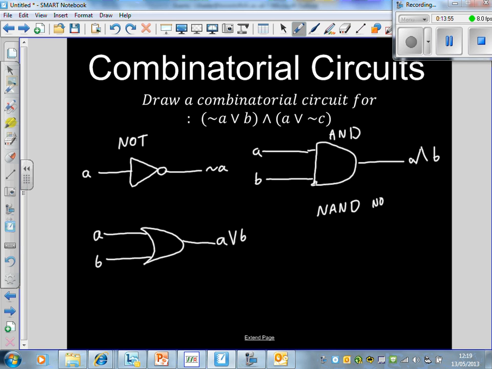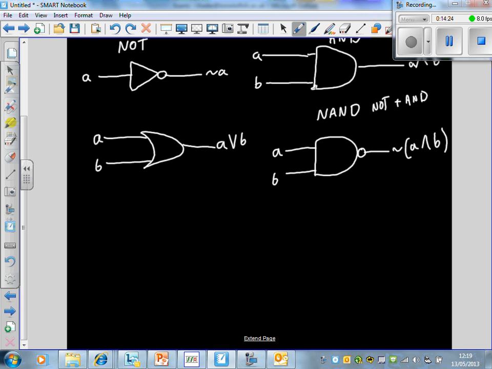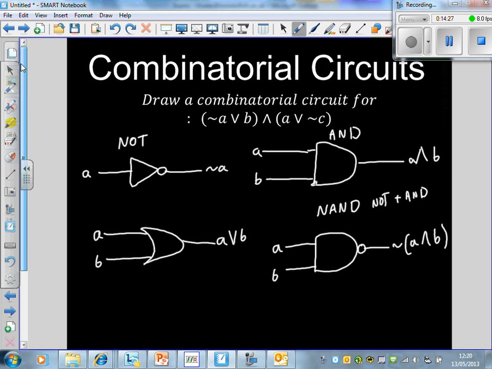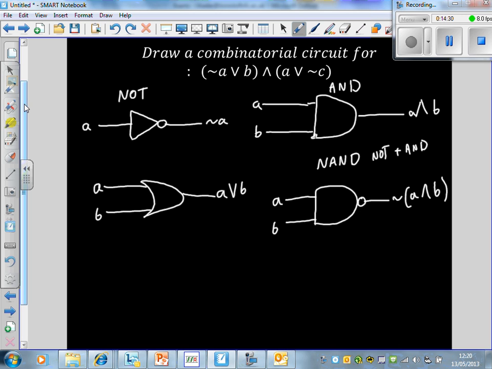Now we also have, as you may see as well, a NAND gate. This is basically a NOT gate plus an AND gate. So A and B would go there. It's the same as an AND gate, except we've got a little circle bit there. Notice the circle bit from the NOT as well. And basically that goes to not A and B. So there are four basic combination logic gates. We call these the logic gates.